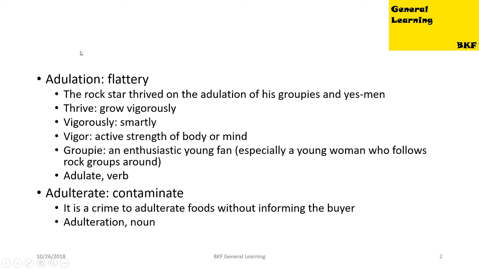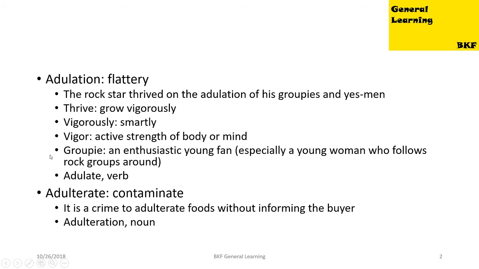Our first word is adulation. It's a noun, it means flattery. Here's a usage. The rock star thrived on the adulation of his groupies and yes men. Thrive is a verb, it means to grow vigorously. Vigorously is an adverb which means smartly. And vigor is a noun, it means active strength of body or mind.